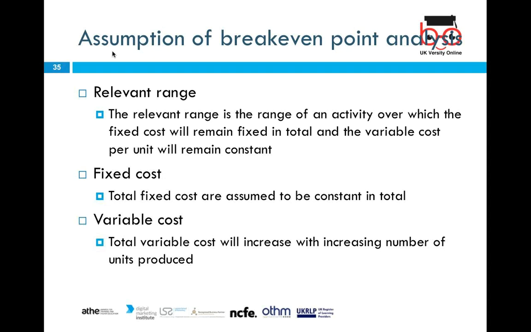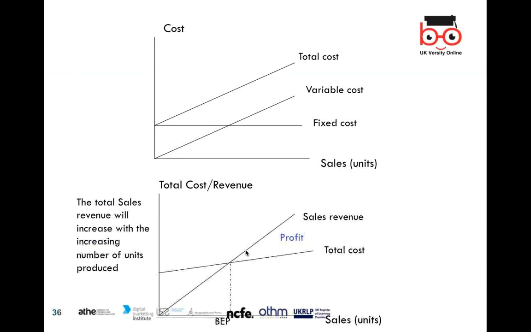Relevant range is the range of activity in the break-even point analysis within which the total fixed cost will remain fixed and the variable cost per unit will remain constant. So that's the relevant range. In the break-even point analysis there is a fixed cost level. The total fixed costs are assumed, in a production or service industry, to be constant in total. There is always a per unit variable cost, and total variable cost will increase with the increasing number of units produced.